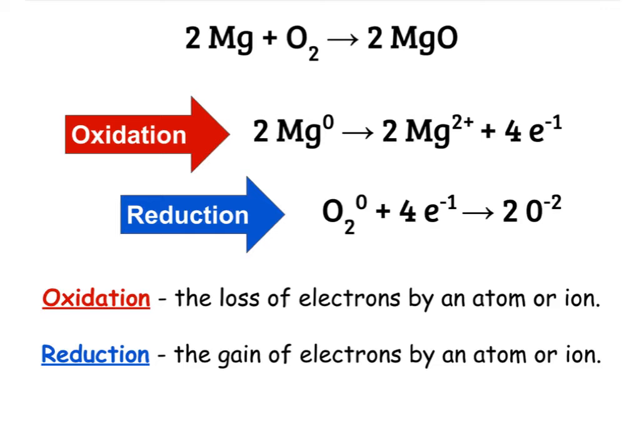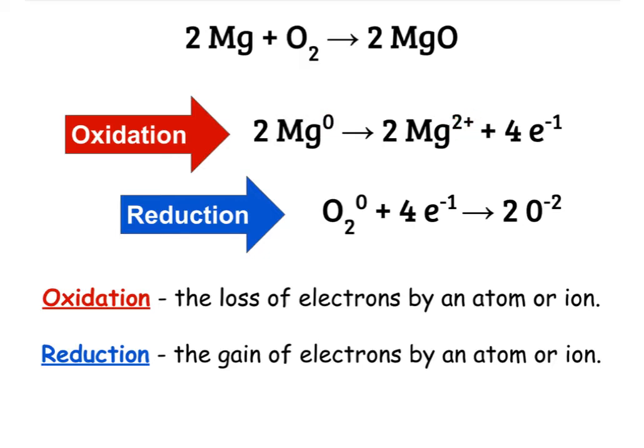Magnesium lost 4 electrons, oxygen picked up 4 electrons. Positively charged ions of magnesium and negatively charged ions of oxygen got together to form a new compound, magnesium oxide. Oxygen went through the process of reduction. Its charge was reduced from 0 to negative 2, the consequence of accepting electrons. Magnesium went through the process of oxidation. It lost electrons and its charge went up from 0 to positive 2.